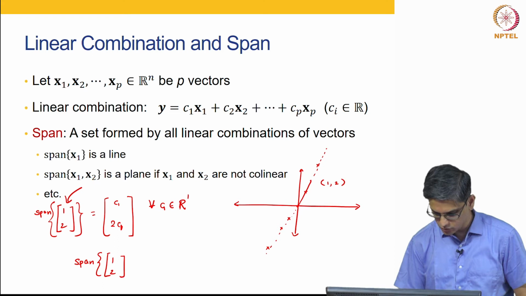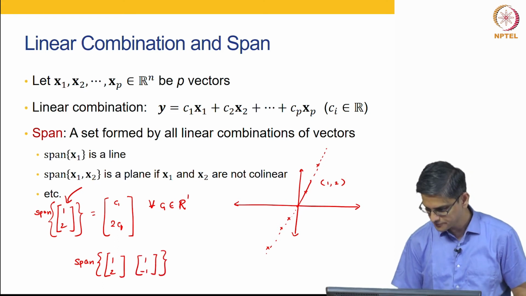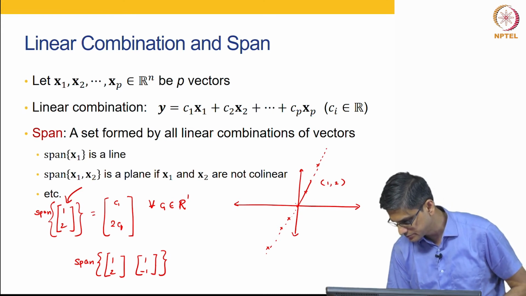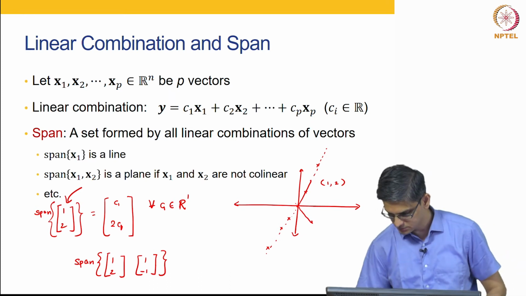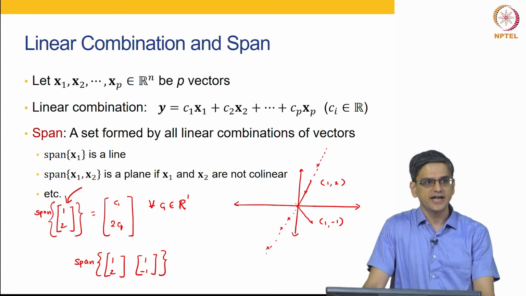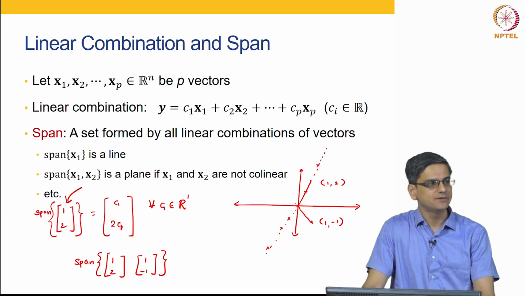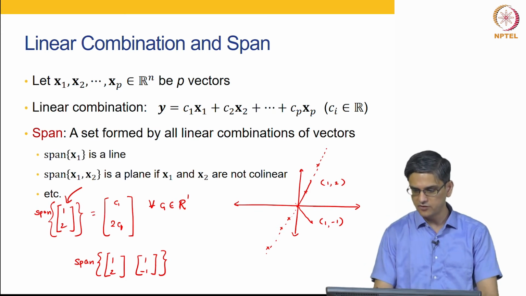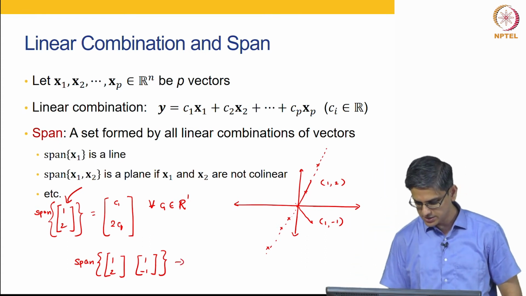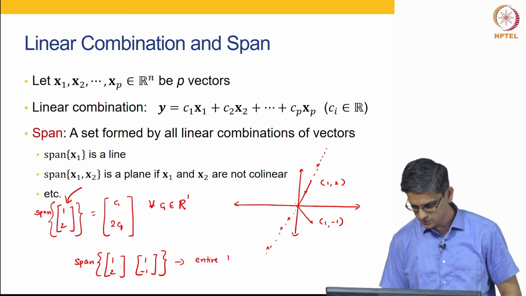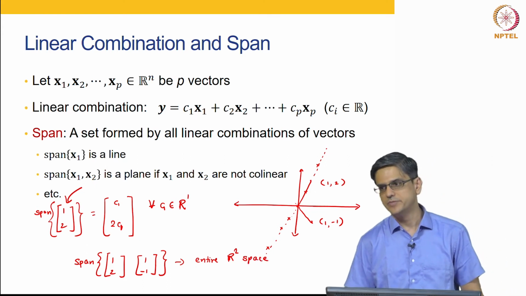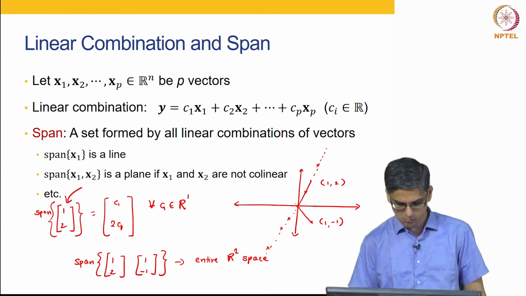What is span of 1, 2 and let us say 1 minus 1? 1 minus 1 should be here. The entire plane. Any vector in this entire plane can be represented as a linear combination of these two vectors. So, span of 1, 2 and 1 minus 1 is the entire R2 space.